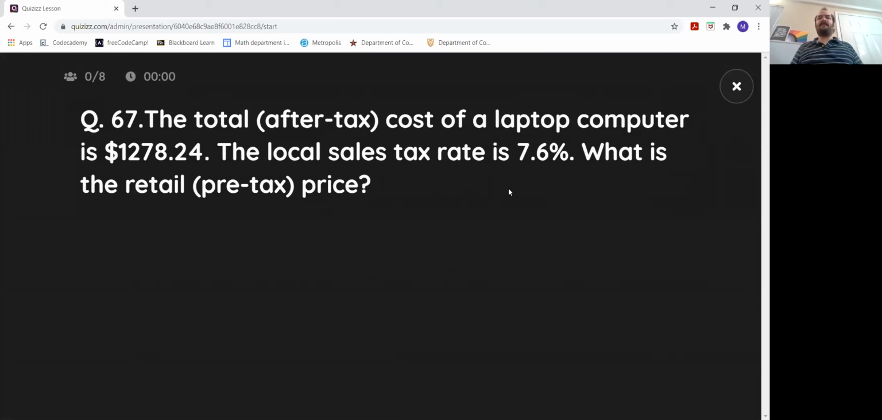The total after-tax cost of a laptop computer is $1,278.24. The local sales tax rate is 7.6%. What is the retail, the pre-tax price? This one is a little tricky. This one requires a little bit of back solving.